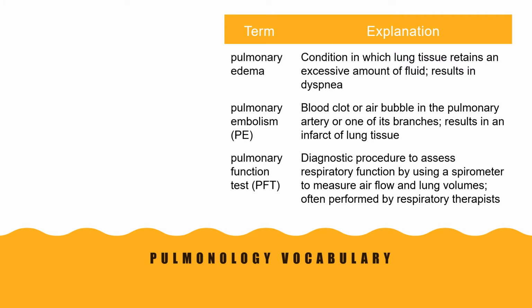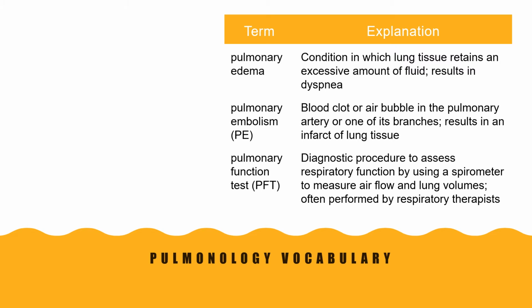Pulmonary edema is a condition in which lung tissue retains an excessive amount of fluid, and this also results in dyspnea. Pulmonary embolism, or PE, is a blood clot or air bubble in the pulmonary artery or one of its branches, and this results in an infarct of lung tissue.